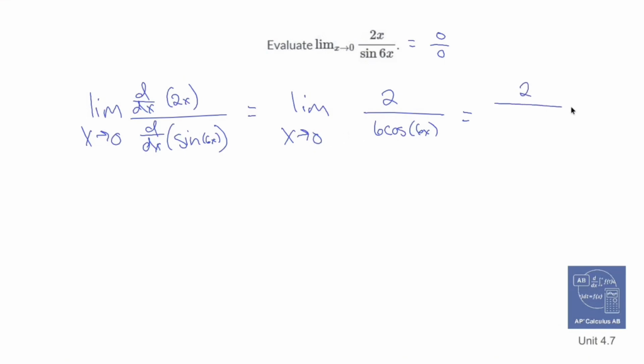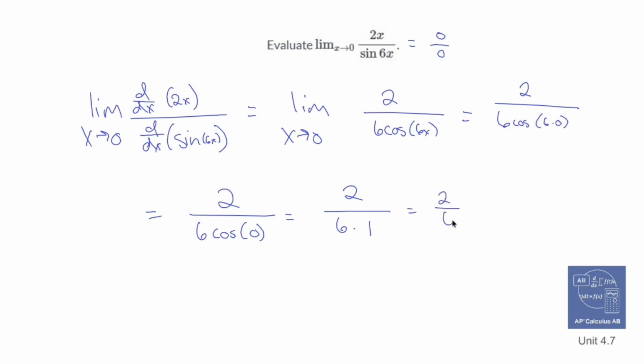So 2 over 6 cosine of 6 times 0 is going to be 2 over 6 times cosine 0. Cosine of 0 is 1, so we're in good shape. 6 times 1 is 6, so we have 2 over 6, which is 1/3. So L'Hopital's rule is used if you get an indeterminate form, which is 0 over 0 or infinity over infinity. Take the derivative of the numerator, take the derivative of the denominator, try it again, see if you get a number. We did. Everybody's happy.